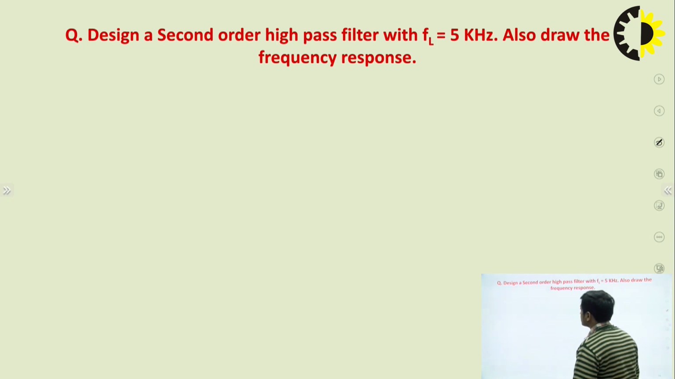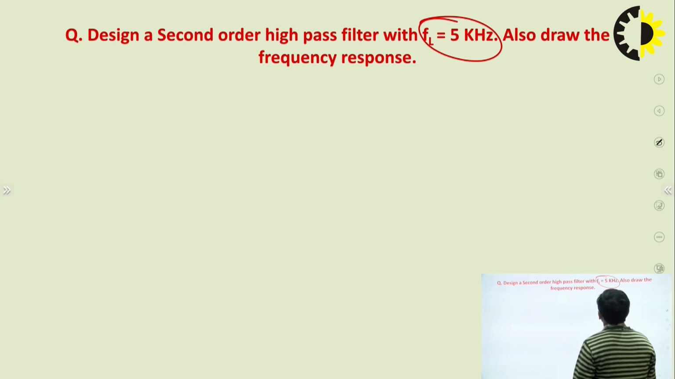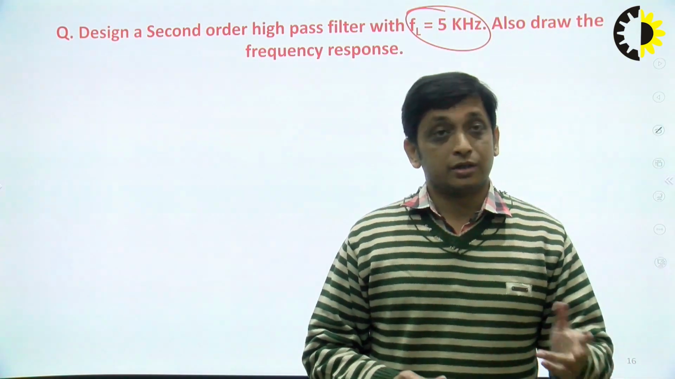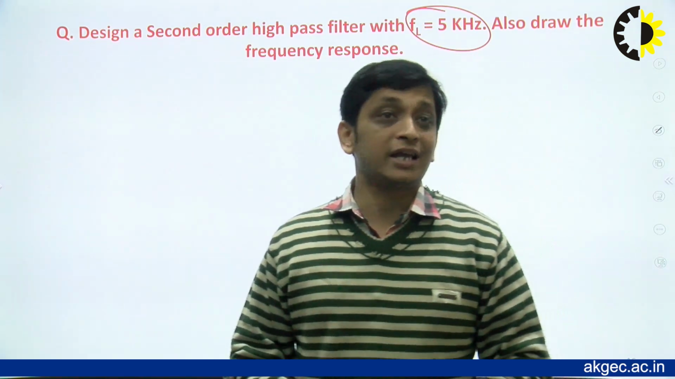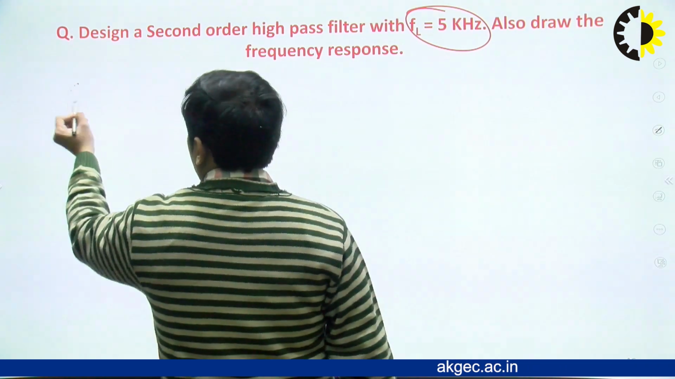This numerical asks you to design a second order high pass filter, and the cutoff frequency is given, that is 5 kilohertz. The pass band gain is not given. Normally in the second order low pass and high pass numericals, the pass band gain is not given, but if it is given, then you have to take that value only. If it is not given, then in the second order low pass filter and second order high pass filter, you have to take AF is equal to 1.586. Fine. So start with step 1.